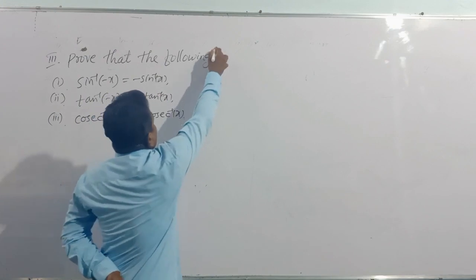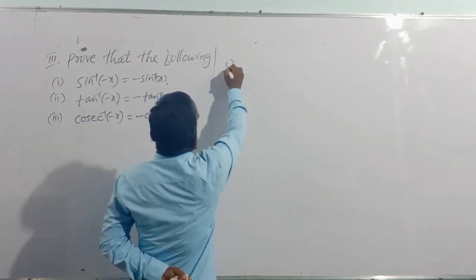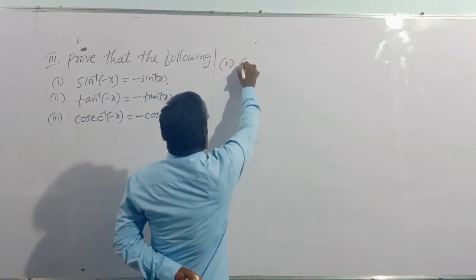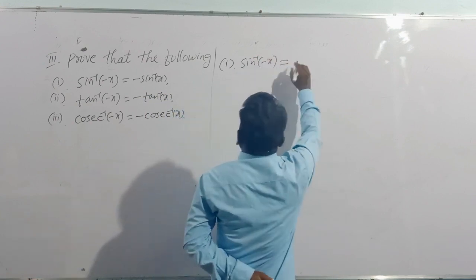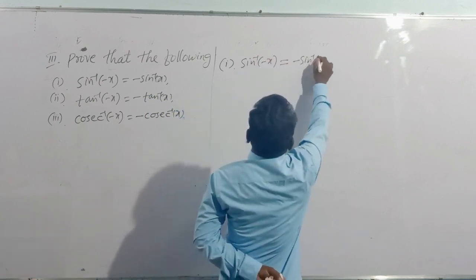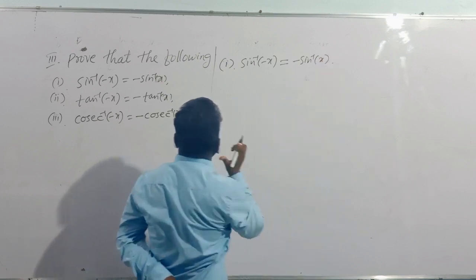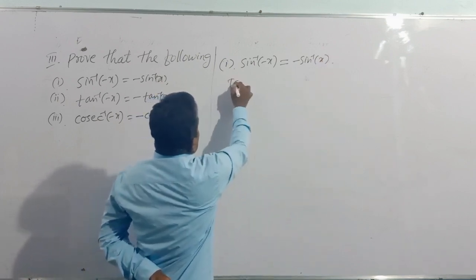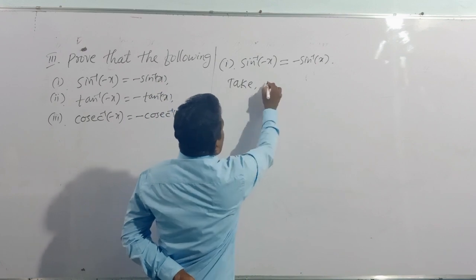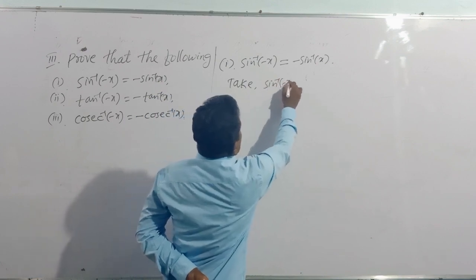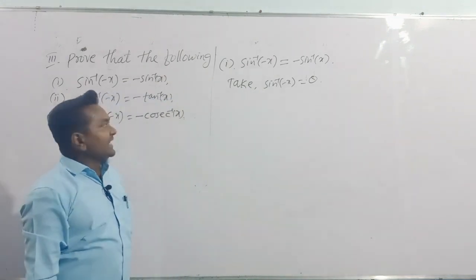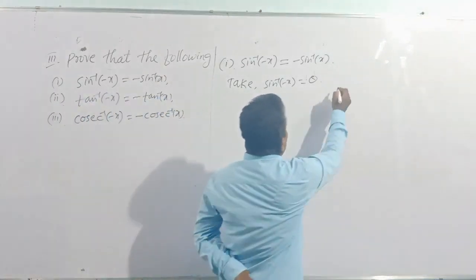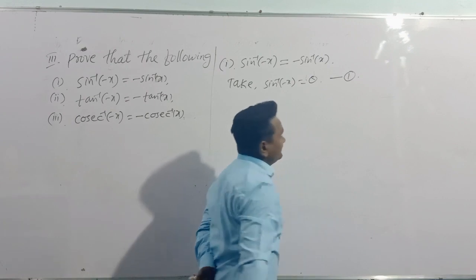Now, proof of the first one, that is sin inverse of minus x equals minus sin inverse x. Here take sin inverse of minus x equal to theta. Take this down as equation number 1.